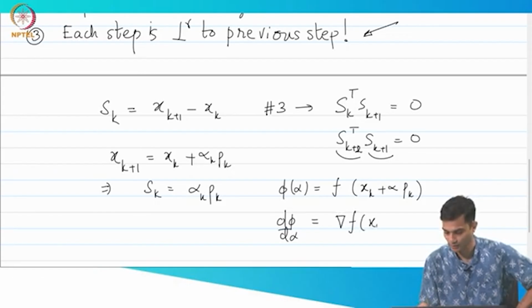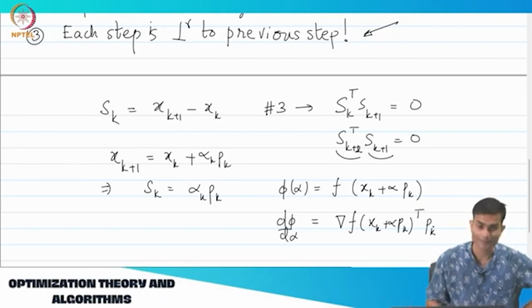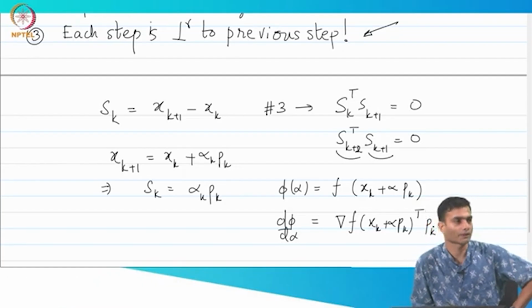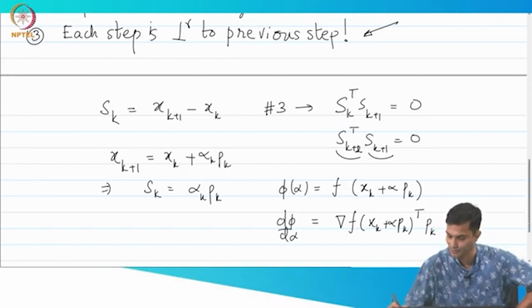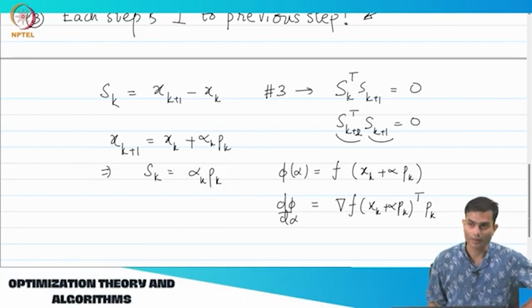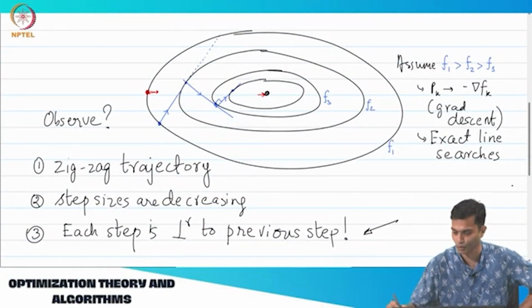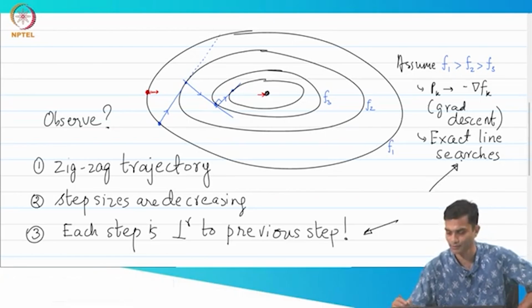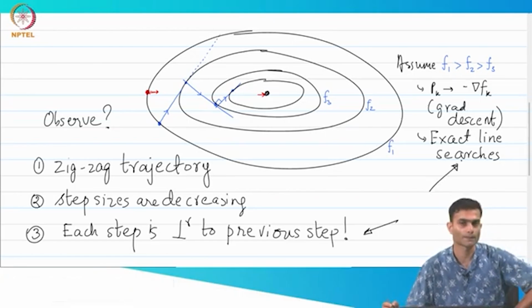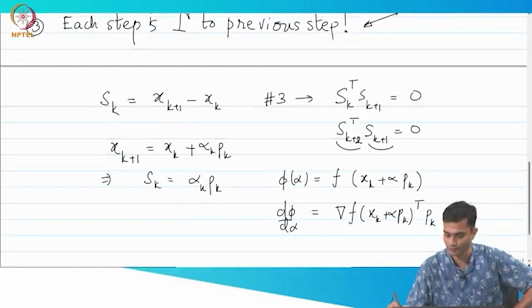Gradient of this thing, transpose pk, right. This is what we had done last time. Simple chain rule had given this to us, right. So, when I made this set of contours, one of the assumptions was exact line search. What is the meaning of exact line search in terms of d phi by d alpha?